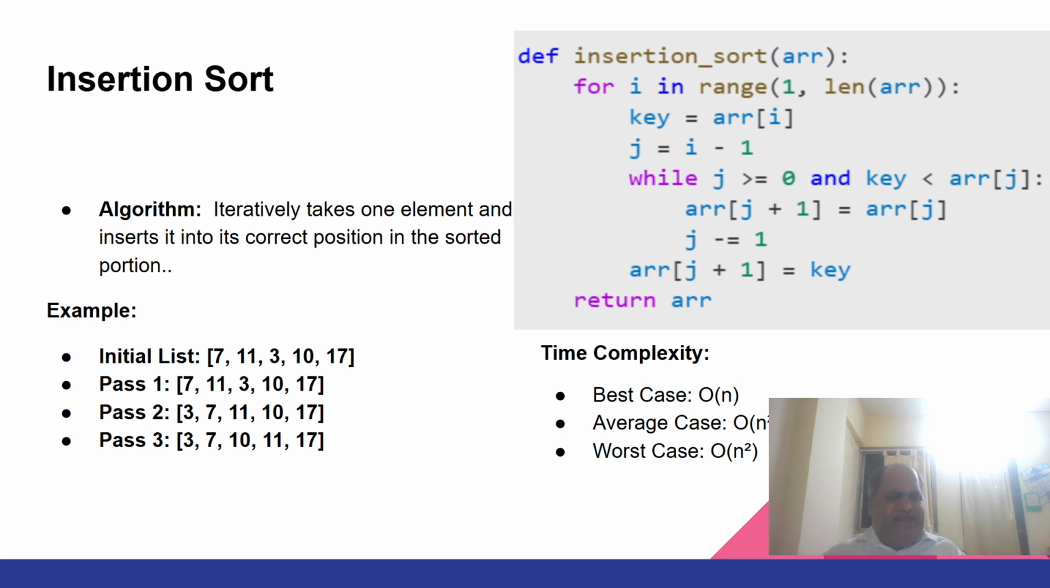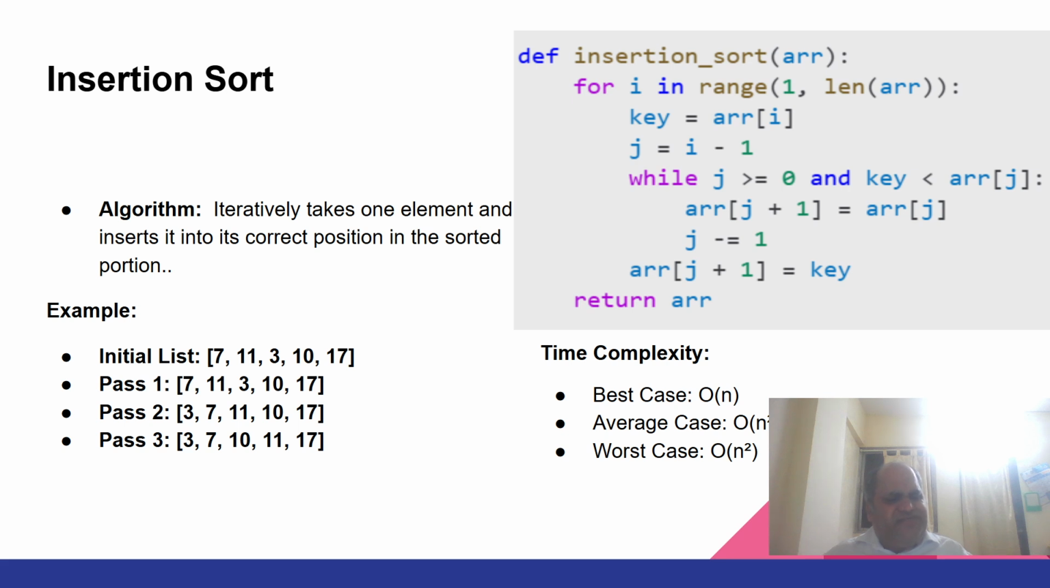Here also we have that idea where we'll assume that part of the array is already sorted, and whenever we see an out of order element, right, the comparison will start for every element in this subset. This will become very clear. Let's take this example, right? So say 7 11 3 10 17, right?